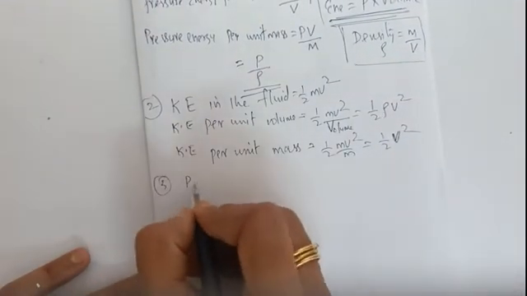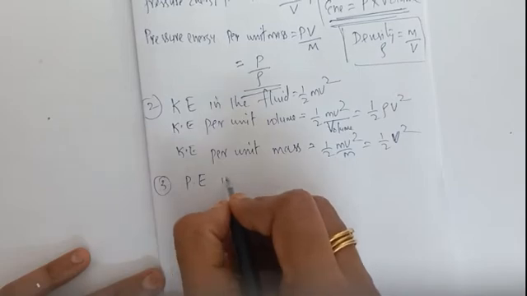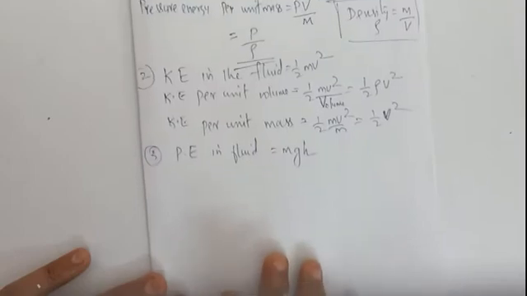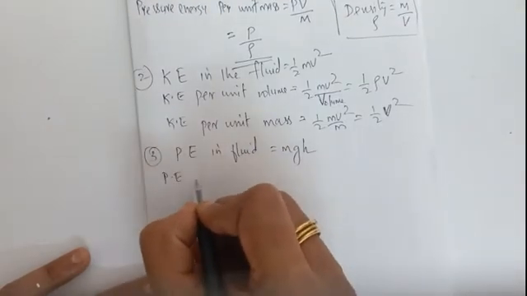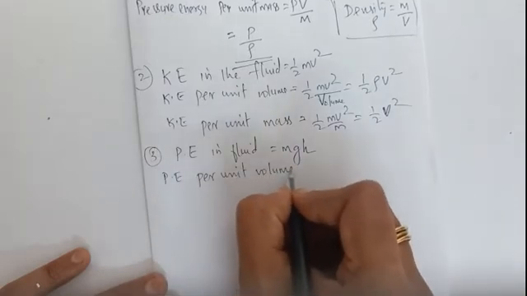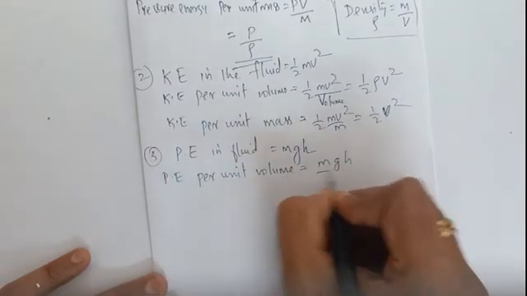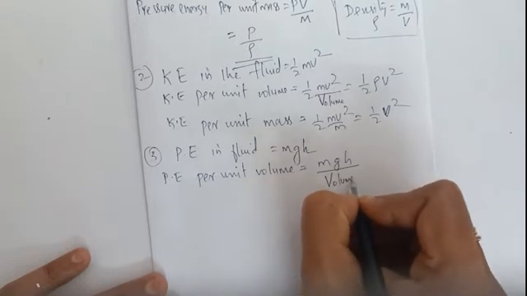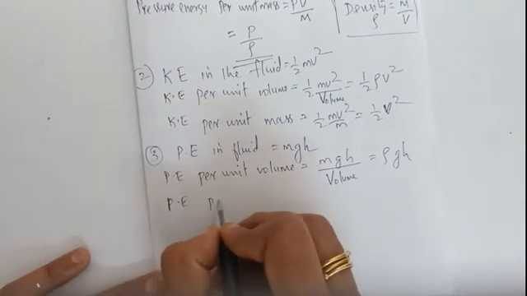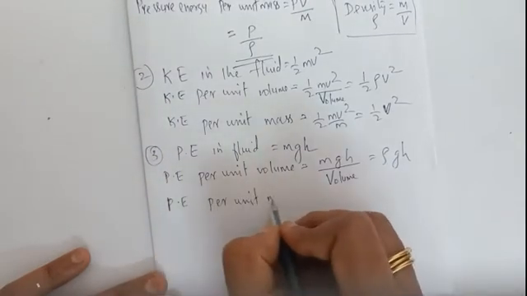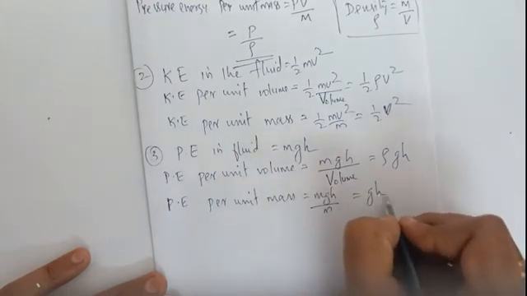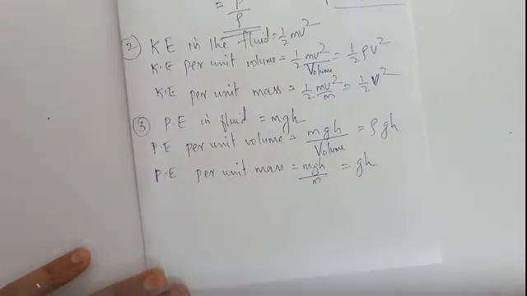Now similarly we are going to write potential energy in the fluid. We know at a certain height potential energy is given by mgh. Again potential energy per unit volume, that is mgh by volume. Again mass by volume, we get it as density, so rho gh. Again potential energy per unit mass, mgh by m, and we are getting it as gh. Okay, so see what happens.